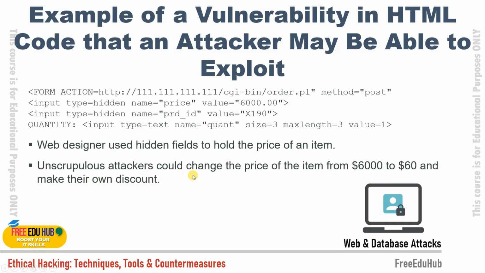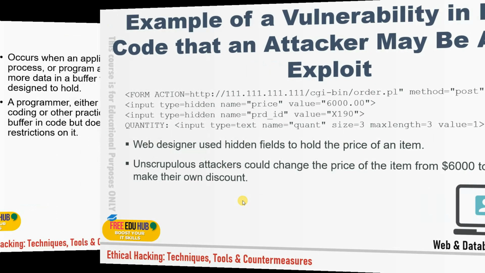Now, any attacker could change the price of the item from $6,000 to $60 or $6 to give themselves a discount on its own. Next, we have buffer overflows.